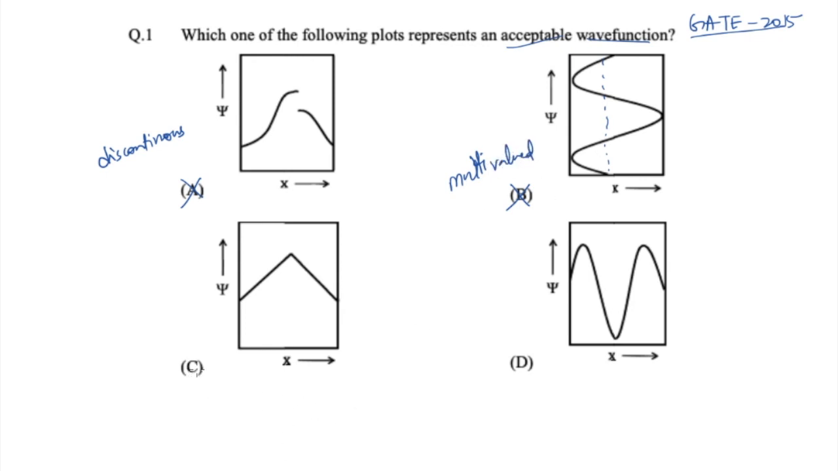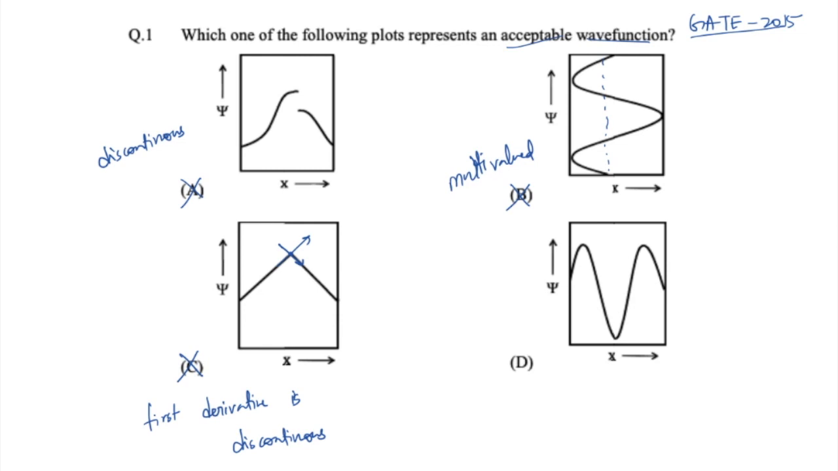Talking about option C, that is also wrong because the first derivative has two values over here, or you can say that the first derivative is discontinuous. So the first derivative is discontinuous in this case, right? So that's why option C is also wrong.